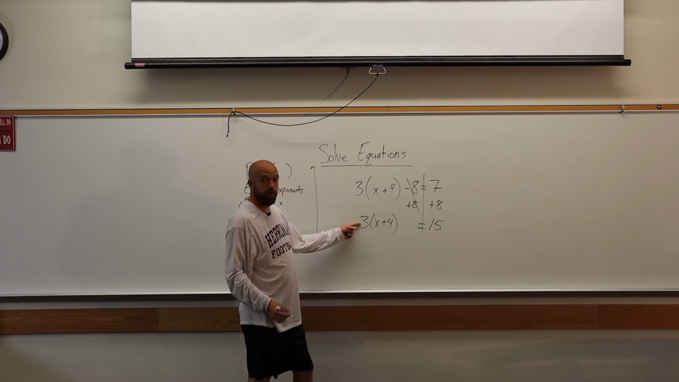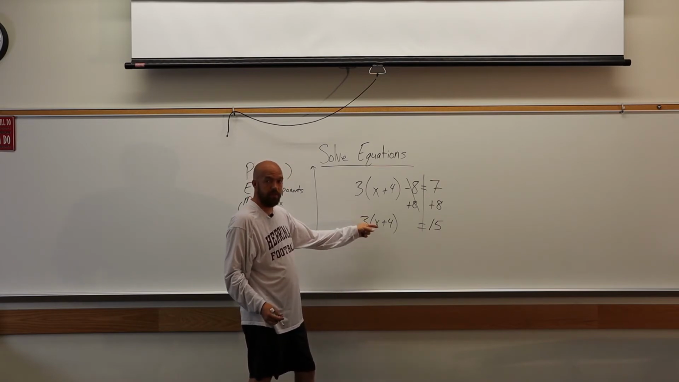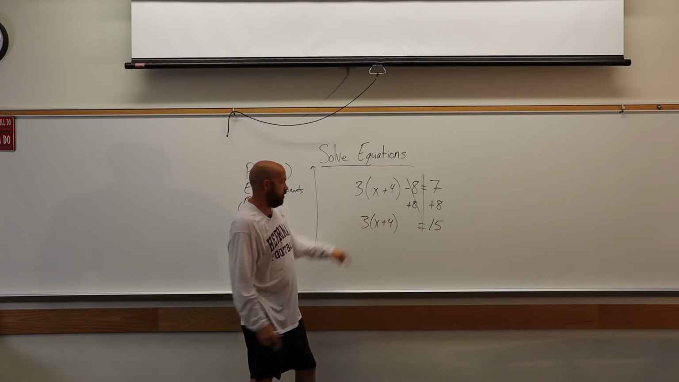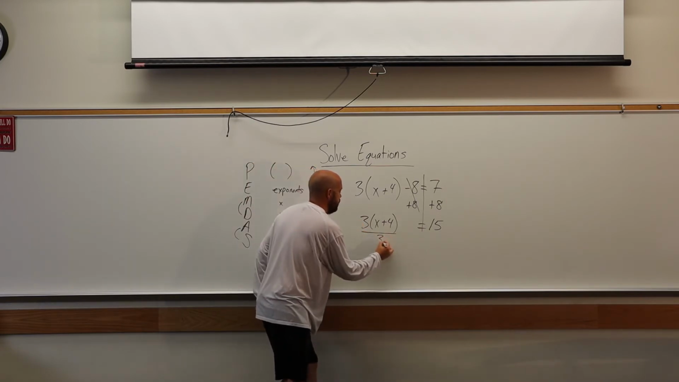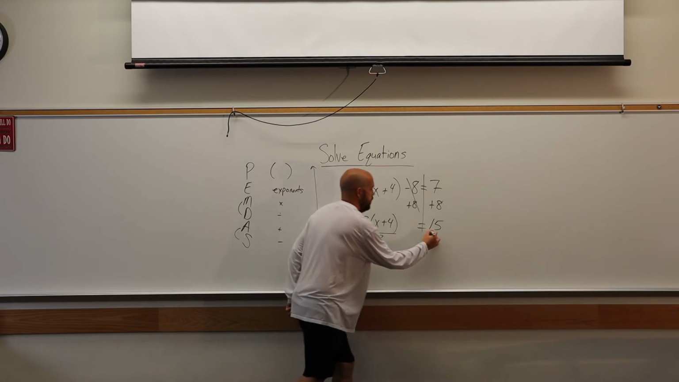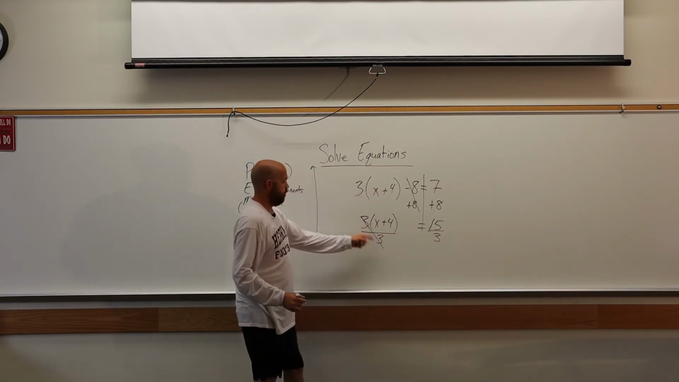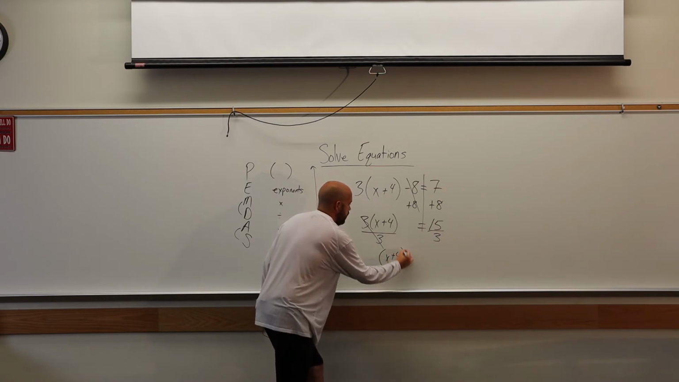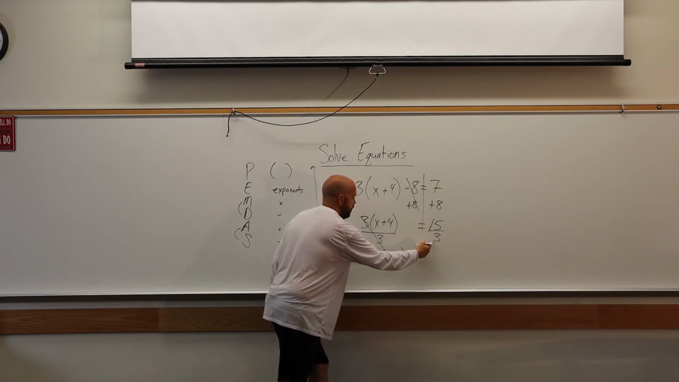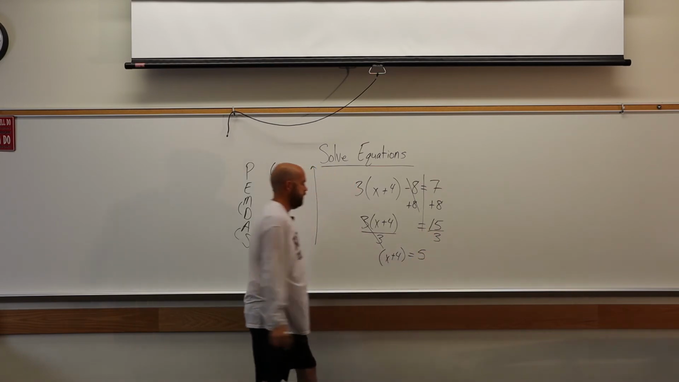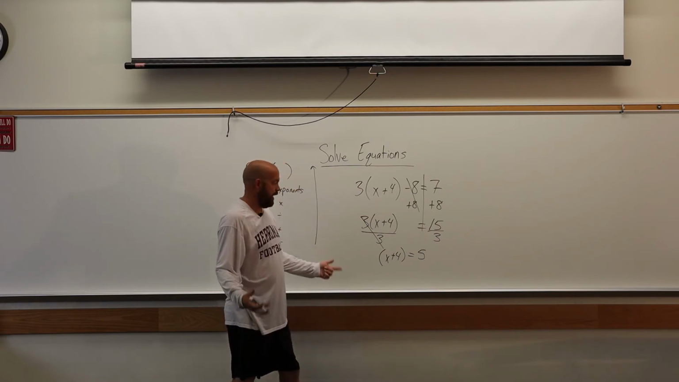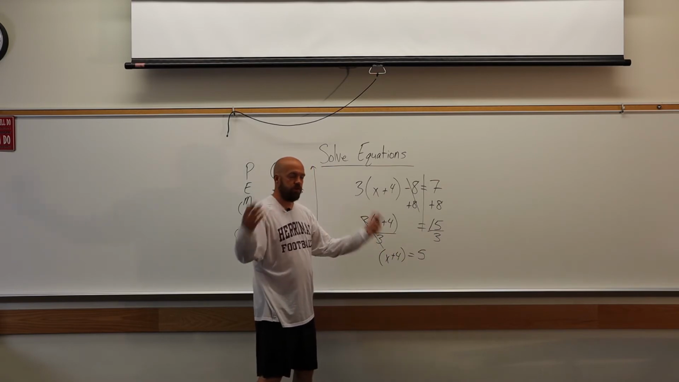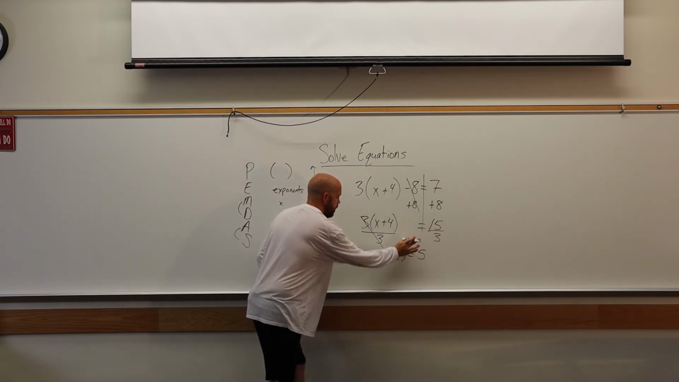Okay, I want to cancel the 3 now. How is this connected to the x, or the parenthesis? There's an invisible multiplication symbol right here, so I need to cancel that by dividing. So I divide both sides by 3. That completely goes away. And so now I have parenthesis x plus 4 equals 15 divided by 3 is 5. And now I have the parenthesis all by itself. There's nothing on the outside of it, so the parentheses can just go away now.